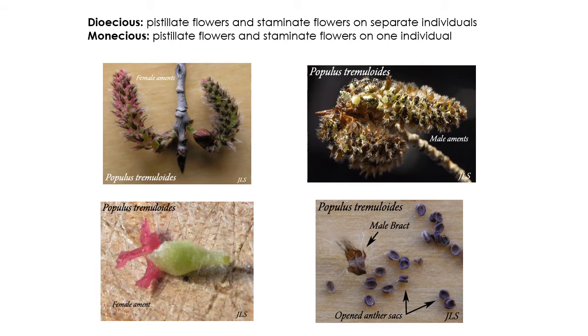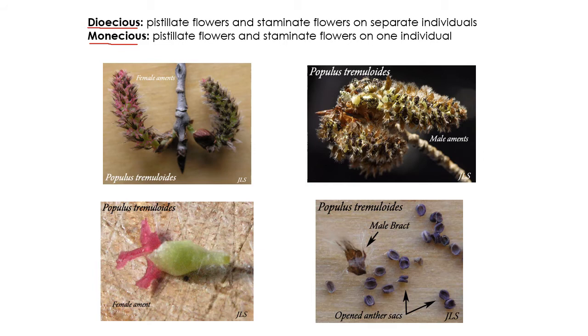So if we have separate male and female flowers on different individuals, we call that dioecious. Dioecious means we have two different individuals, males and females. If the male and female flowers are on the same individual, we call that monoecious. So the pistillate and staminate flowers are on the same individual.